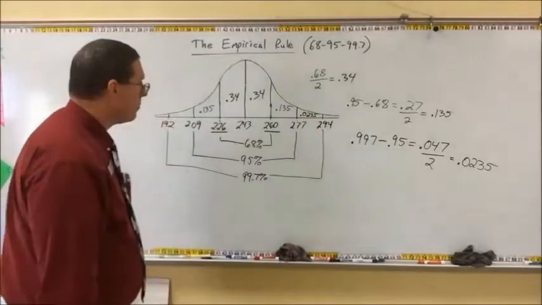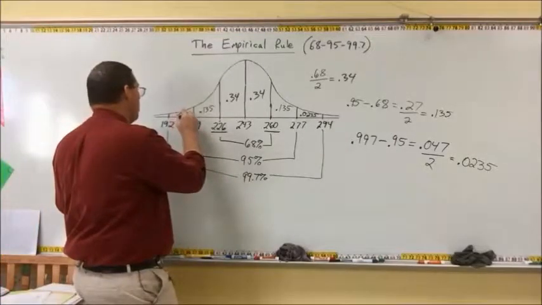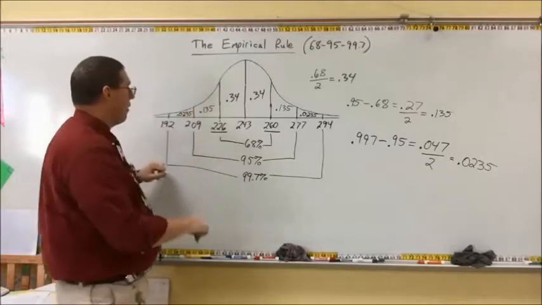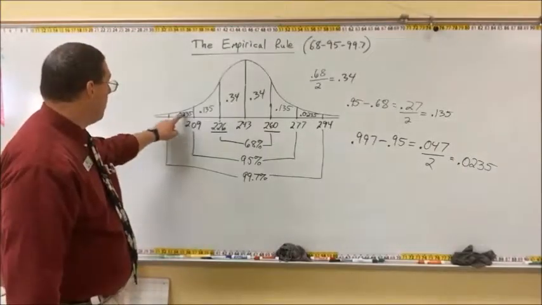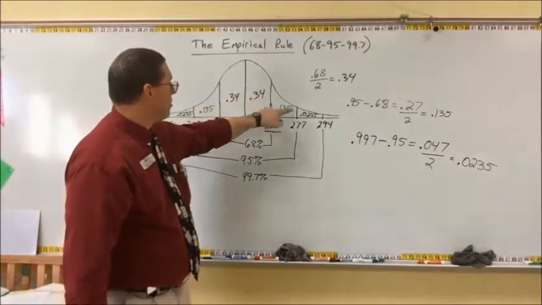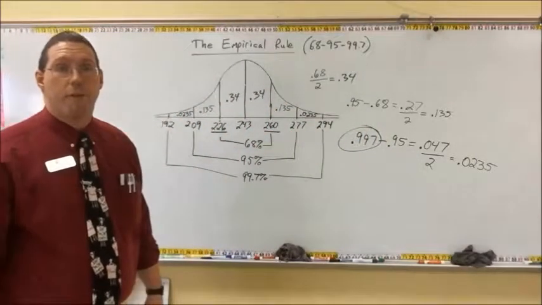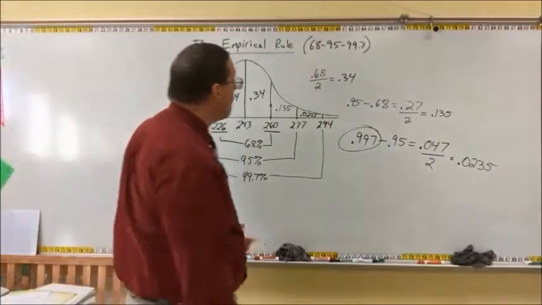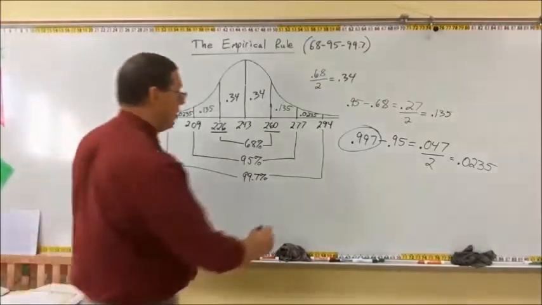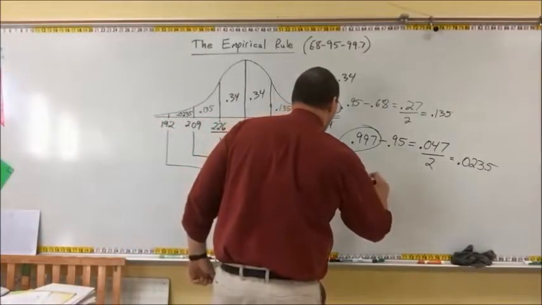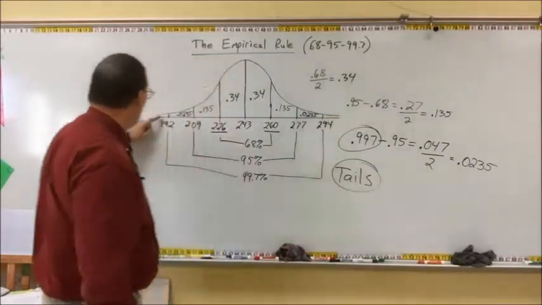What I'm saying now is that this little region here accounts for 0.0235 of the entire population, and this little region here accounts for 0.0235 of the population as well. So if you add up this plus this plus this plus this plus this plus this, you'll get 0.997, or 99.7%. Okay? Now, what that leaves are these two little areas at the ends. Those are called tails, T-A-I-L-S. In fact, don't they look a little bit like tails, like a lizard's tail, one in each direction?